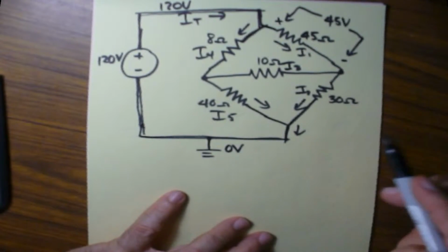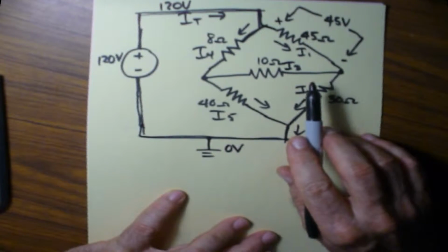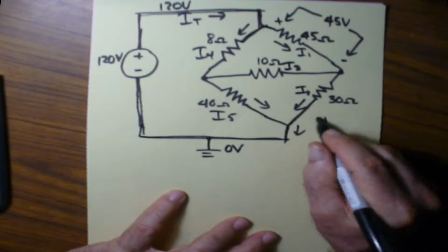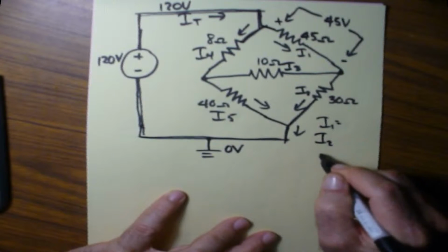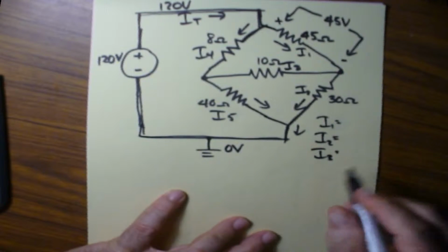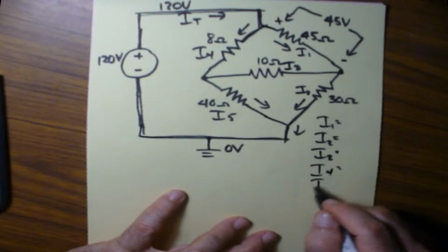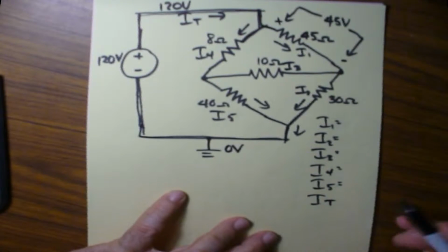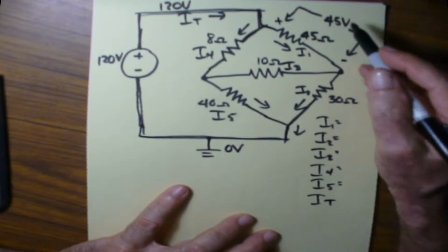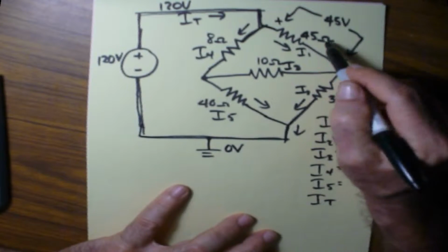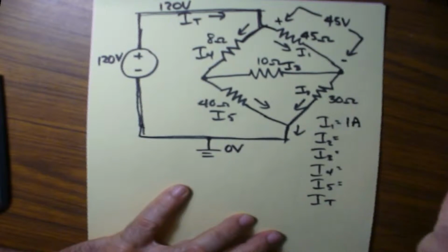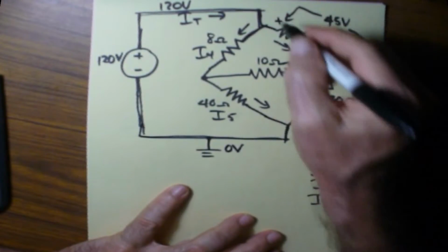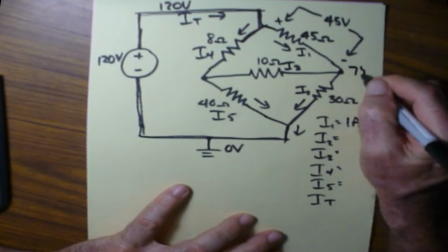Ordinarily in this sort of circuit we have to do a lot of calculations, except that we've been given this value right here. So what are I1, I2, I3, I4, and I5? From these we should be able to figure out IT, the total current. I1 is pretty easy: 45 volts divided by 45 ohms, which is 1 amp. If we have a 45 volt drop from here to here, this point relative to the 120 is going to be 75 volts.